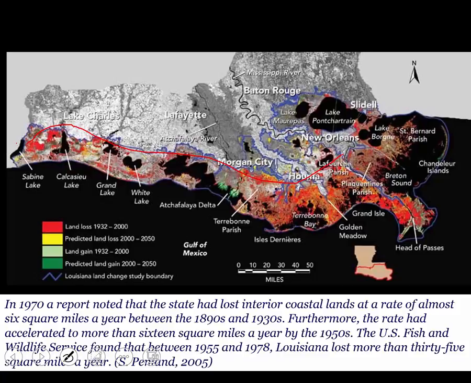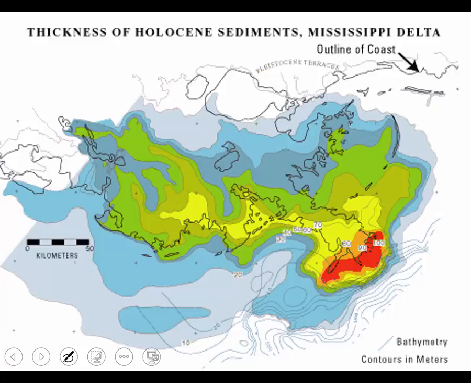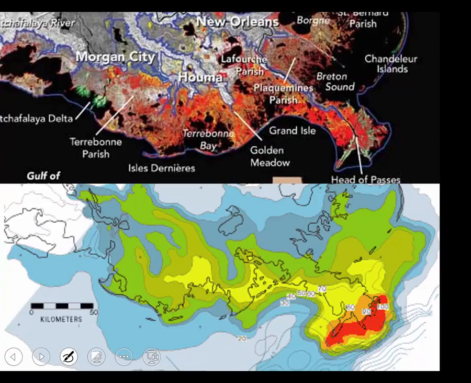But yes, absolutely. Okay. So here is the thickness of Holocene sediment. Very thick at the mouth. Holocene, remember, is the last 10,000 years. And then relatively thick along here. And it turns out that kind of coincides with the area of subsidence. And so that's our first clue that at least one of the drivers is subsidence.